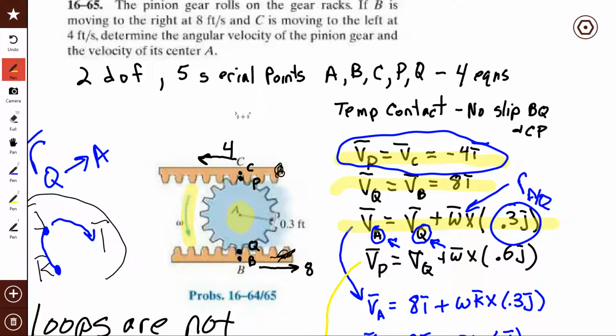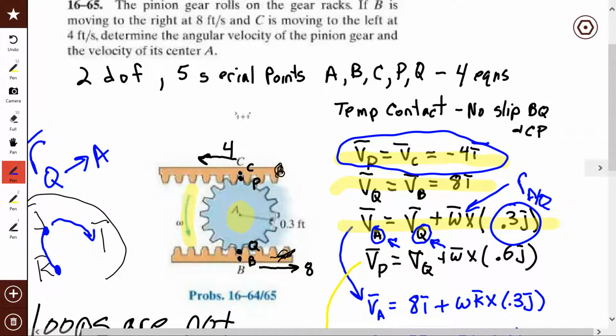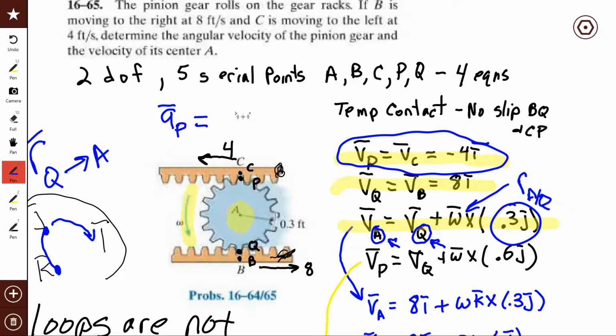Velocity of P, or acceleration of P, right? Let's put it in blue, make sure that we don't get it confused. The acceleration of P equals, does it equal the acceleration of C? Okay, it's equal to the acceleration of C horizontally.